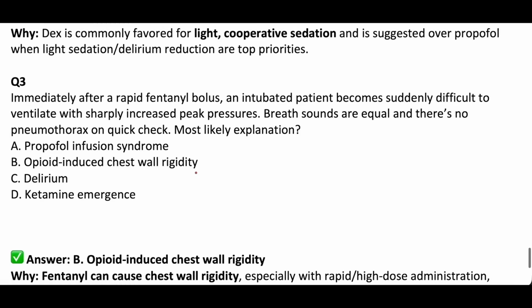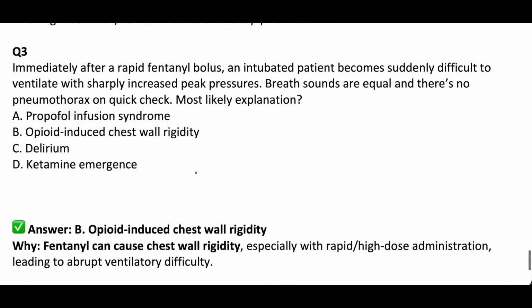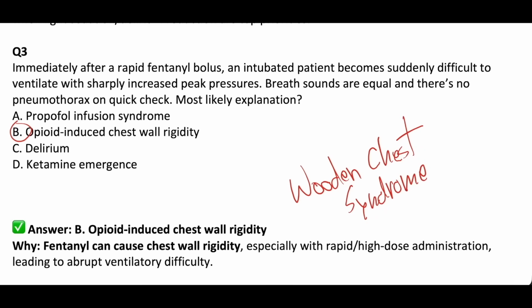Correct answer here is B, opioid-induced chest wall rigidity, right? That's wooden chest syndrome. Again, we have not seen it, but it is something that's commonly tested, and it's most often in a scenario where you bolus rapidly high doses. Propofol infusion syndrome is obviously for patients on propofol, and that's rhabdo, acute renal failure, lactic acidosis, acidemia, cardiovascular collapse. Delirium can happen from any of these drugs, but it wouldn't explain why the patient is having high peak pressures. And then ketamine emergence wouldn't fit in this patient, because why would it happen if they got a fentanyl bolus?